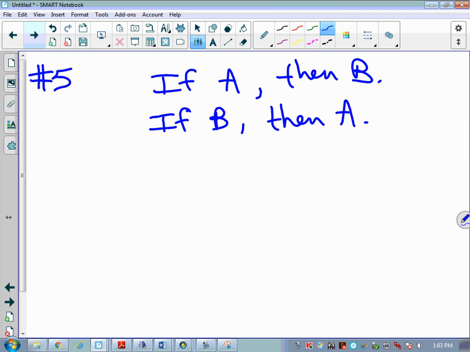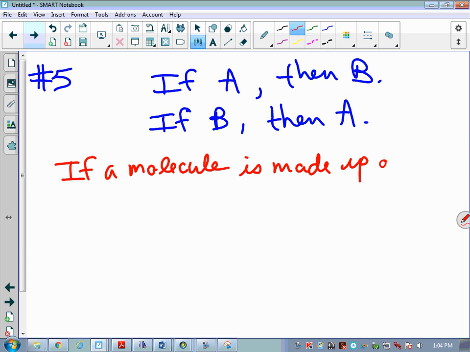All right. So if a molecule is a water molecule, then it's made up of oxygen and hydrogen. So what am I going to write? If it's made up of oxygen. If what is made up? Oh, my bad. If a molecule is made up of hydrogen and oxygen.